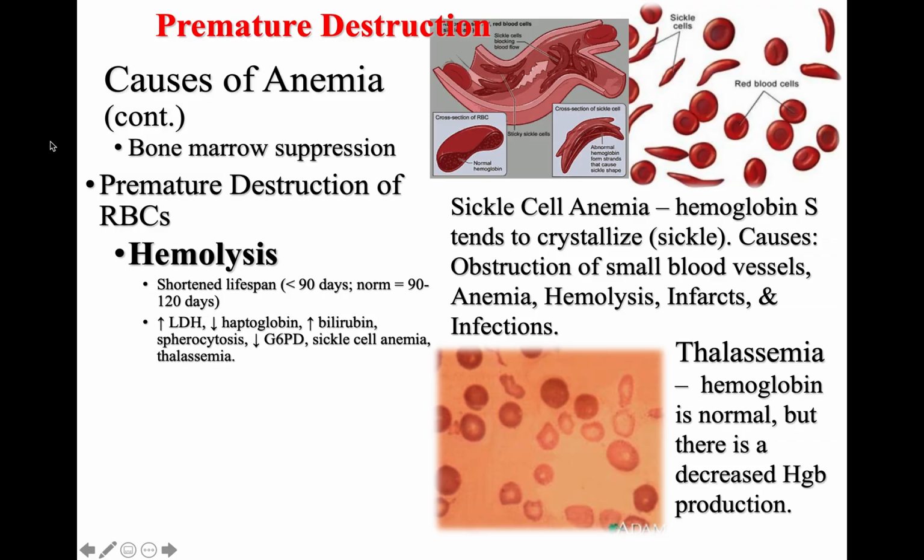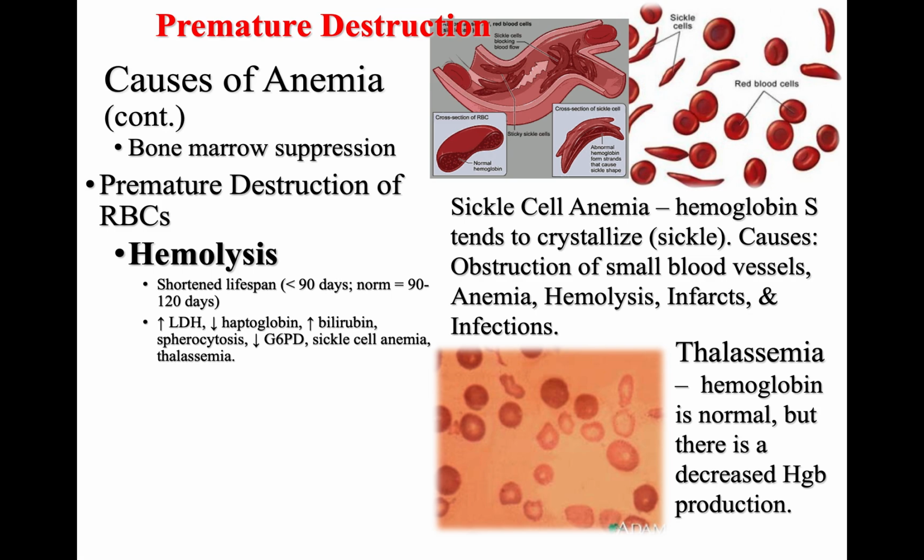There we are. Okay, so we've talked about in the last couple of slides the impaired production of red cells for various reasons, and blood loss is one of the main ones. And now we're going to talk about premature destruction. So that also causes anemia. And here we go. We can have bone marrow suppression, premature destruction of red blood cells.